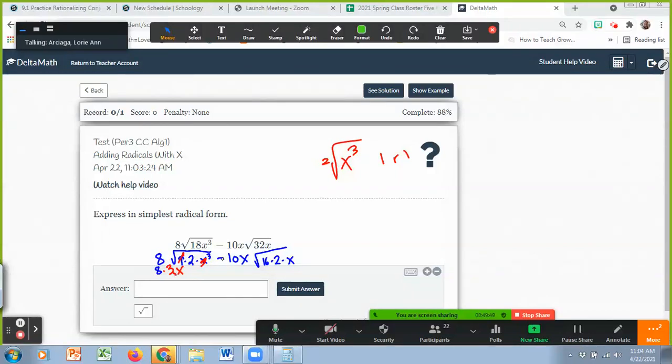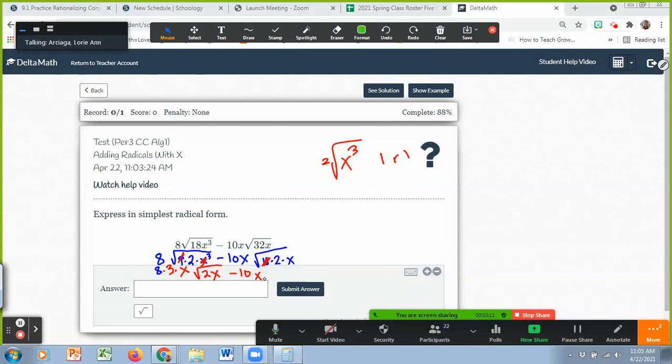So times x. That's a times. I'm sorry, I should have written it a little better. Okay, there you go. So times x. But there's a remainder 1, so that must stay inside the radical sign together with the 2. Minus 10x.